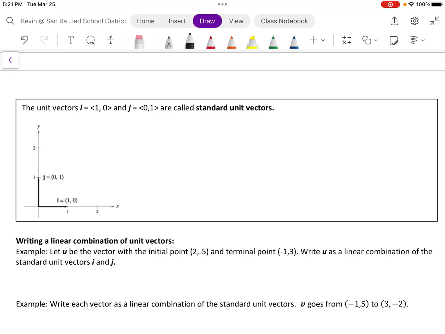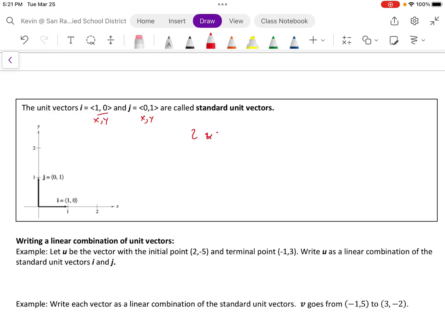So when we look at a unit vector on a coordinate plane, there's two vectors. One vector is going to be this i. The x value is 1, and the y value is 0. And then the second vector has an x value of 0 and a y value of 1. This is what's called a standard vector.